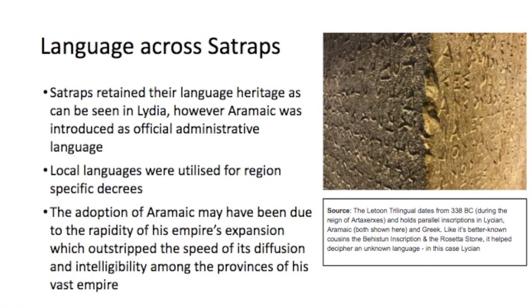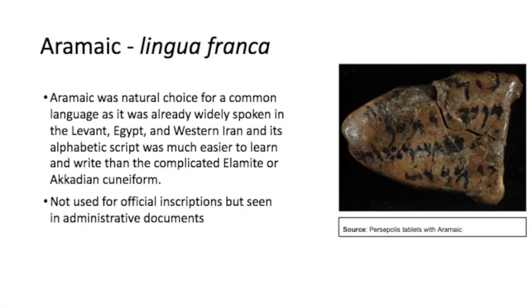Aramaic, this is the common language. As I already mentioned, it was the natural choice because it's already spoken in the Levant, which is that area of, you think of the Holy Land today, so Palestine and Israel, Egypt, and Western Iran. Its alphabetic script was much easier to learn and write than the complicated Elamite or Akkadian cuneiform. And it was not used for official inscriptions, but seen on administrative documents, as you can see here in the Persepolis tablets.